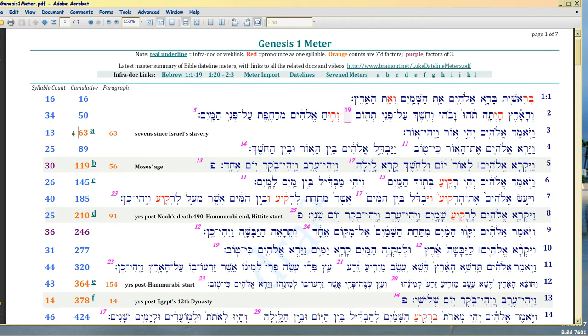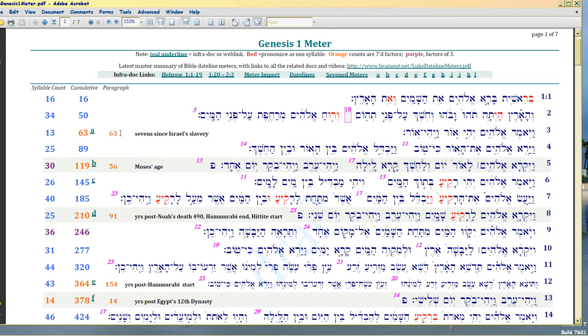Remember I said this is a dateline, 63. And that represents 63 sevens since Israel's slavery as a dateline for when Moses is writing. He's literally writing 441 years after Israel's slavery, but the slavery is not contiguous. It's 390 years of slavery proper, plus 40 years that he's actually, the actual date of his writing. But they add on the extra 10 years for Joseph so that you're counting. And that's cute because it ties back to how many years since Israel was effectively enslaved at the time that Moses is writing.